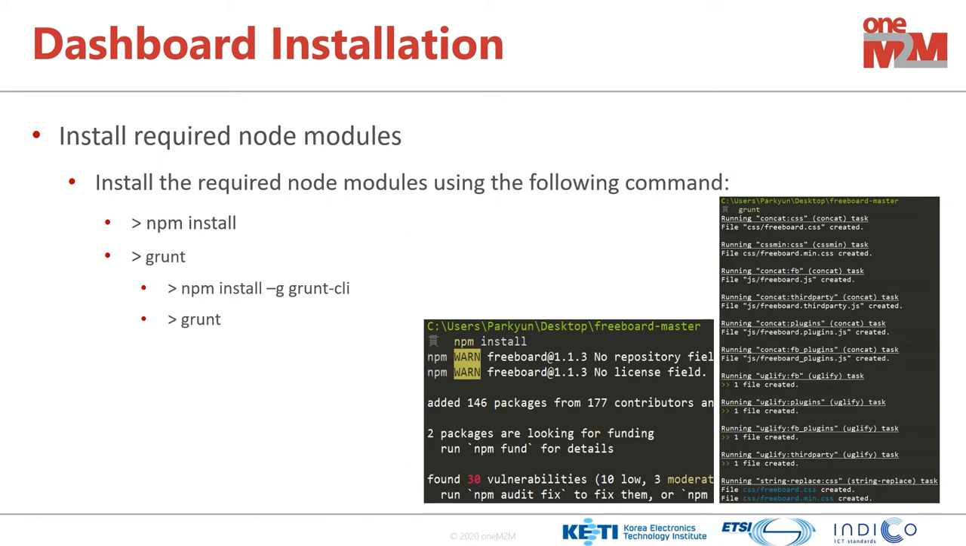Again, there was the link in the prerequisite slide, and you can get the source code either as a zip file or with git clone. You're going to install all the dependent modules with npm install. And there's one more tool, which is grunt, and with that grunt tool, you can run the dashboard. We're going to show you right now.